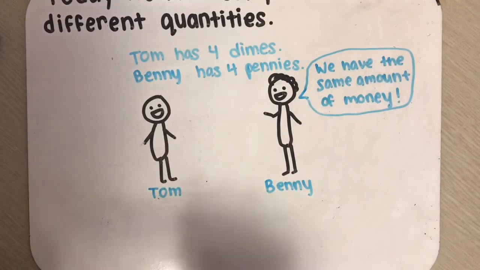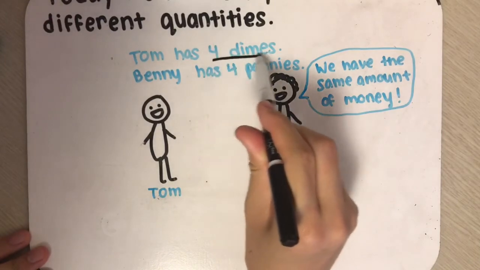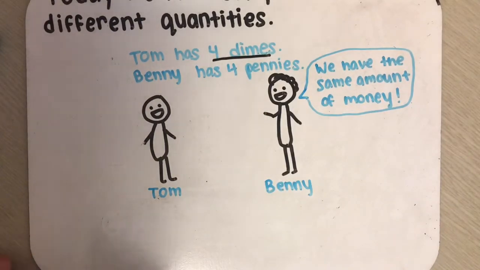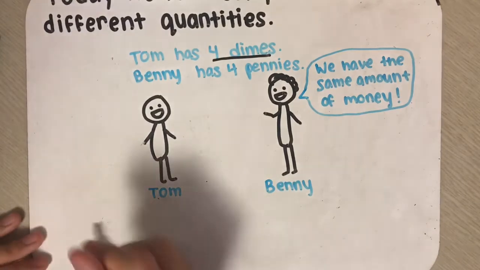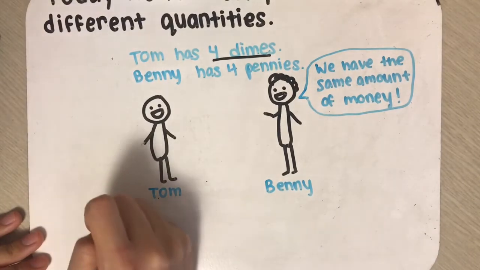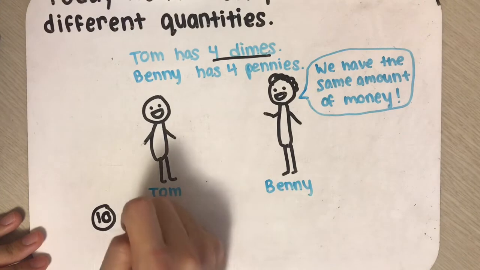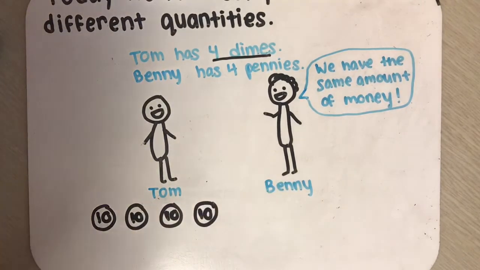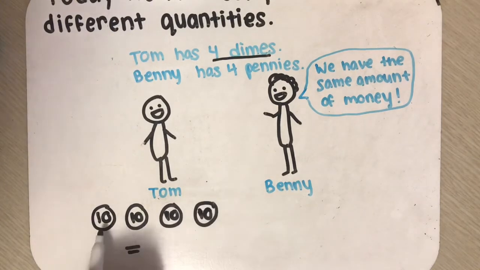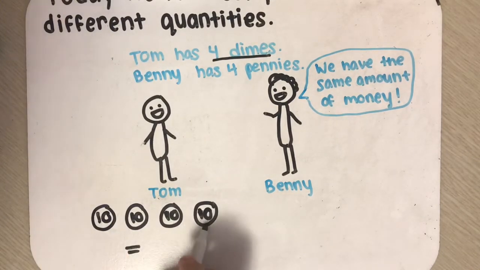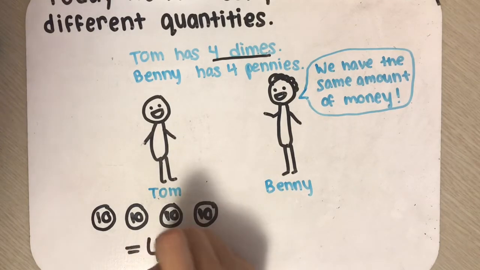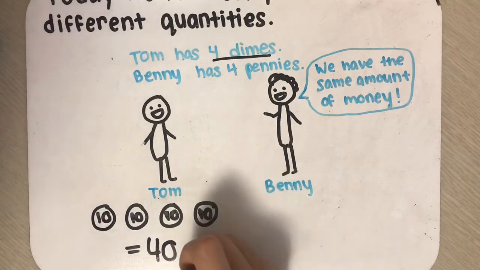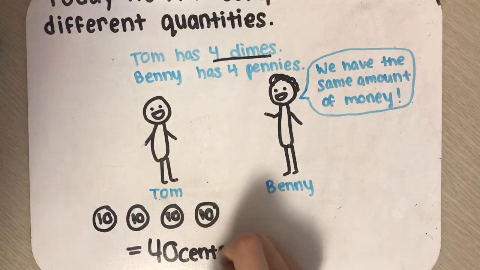Tom has 4 dimes. Do you remember how many cents a dime is? 10 cents. Let's draw that right now. We have 1 dime, 2 dimes, 3 dimes, and 4 dimes. How many cents are in 4 dimes? Let's see, we have 10, 20, 30, 40 cents. So 4 dimes is the same as 40 cents.